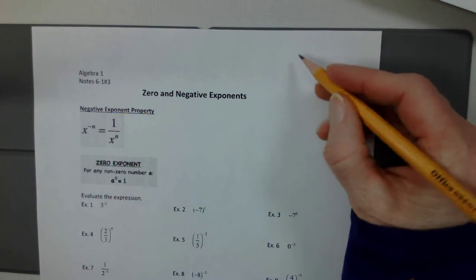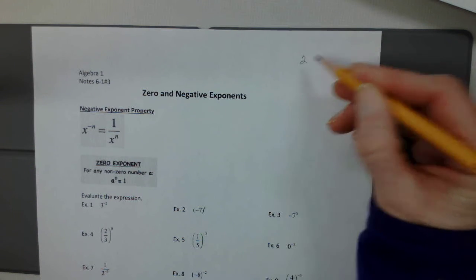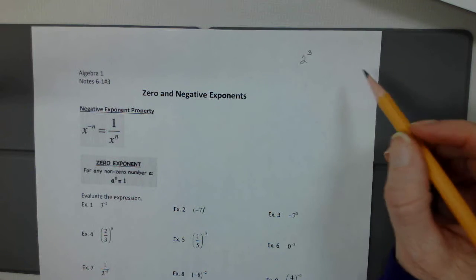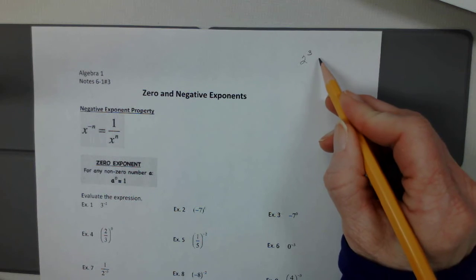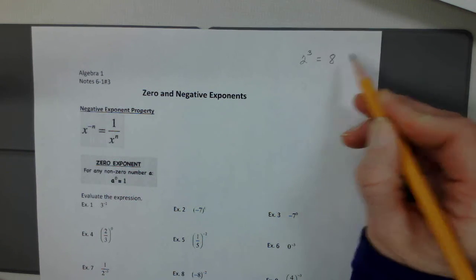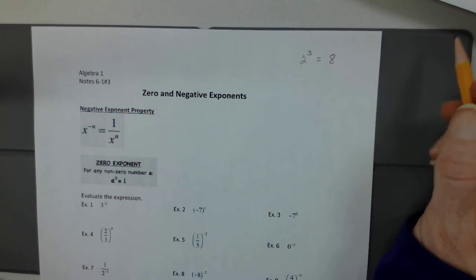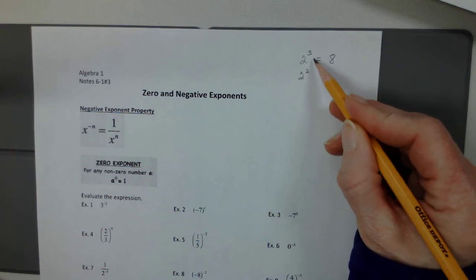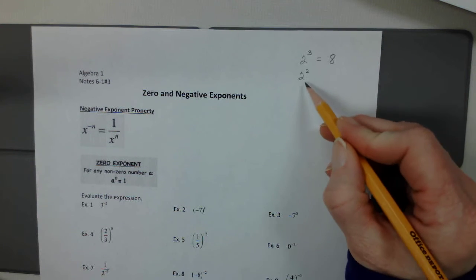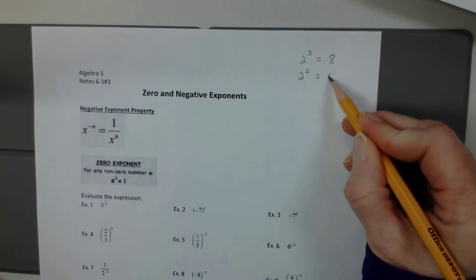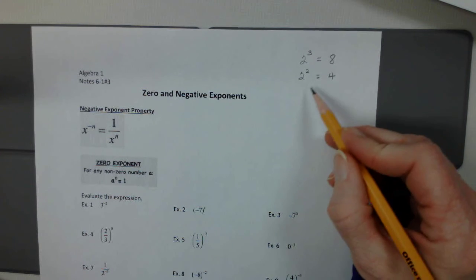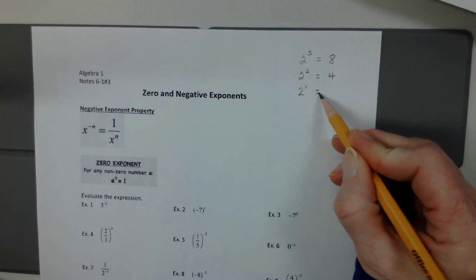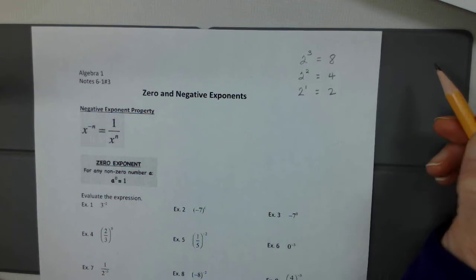Let's say I took the number 2 and raised 2 to the third power. What is 2 to the third power equal to? Well, that's equal to 8, right? 2 times 2 times 2 would be equal to 8. If I took 2 to the second power, so I decreased the exponent by 1, that's equal to 4. And if I took 2 to the first power, again decreasing the exponent by 1, 2 to the first power is equal to 2.